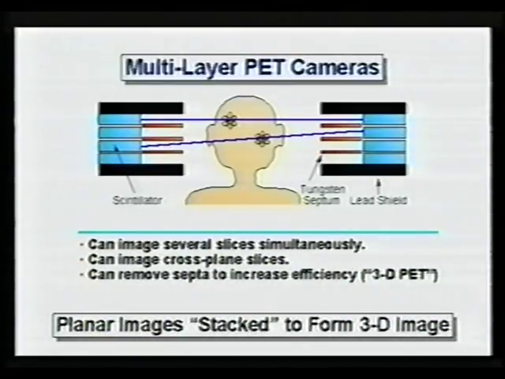You can remove those septa. When you remove those septa, that is known as doing 3D PET, and I'm going to talk about that later in more detail. But basically what happens in a normal PET camera is that you take a number of 2D images, stack them up, and then form a 3D image.